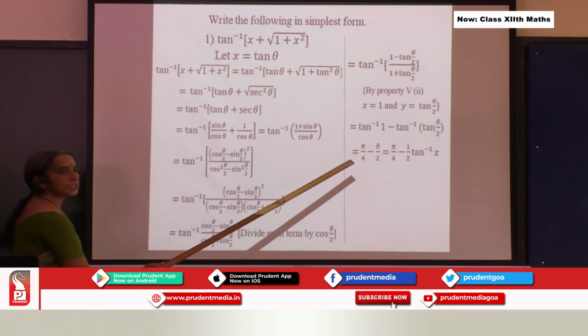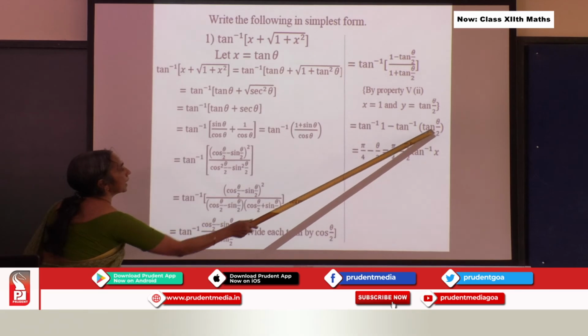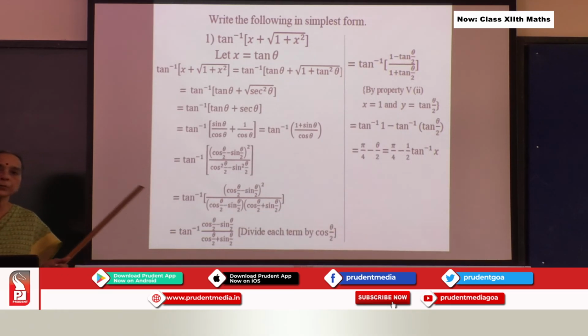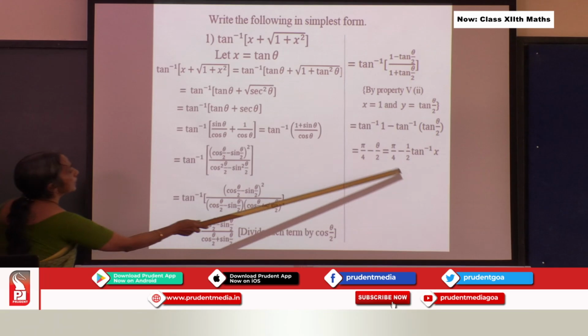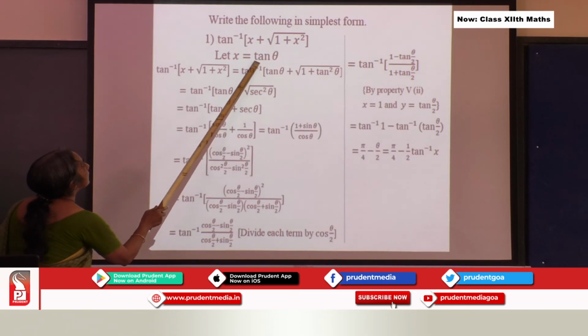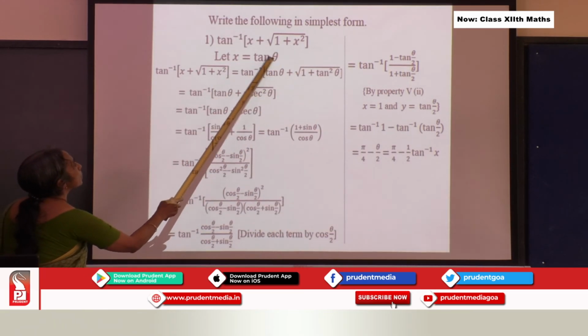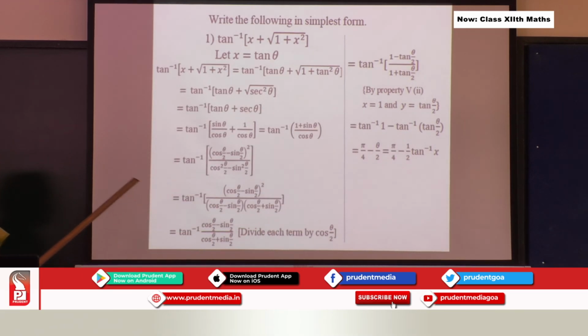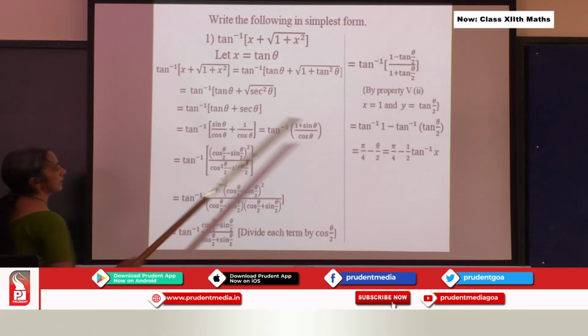Tan inverse of 1 is pi by 4. Tan inverse of tan theta by 2 is theta by 2. So pi by 4 minus half into tan inverse of x. From where do you get tan inverse of x? Here, theta is tan inverse of x. So we are getting pi by 4 minus half into tan inverse of x. That is the simplified form of this.